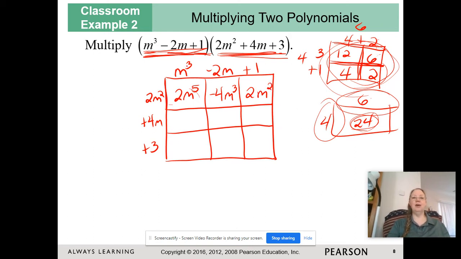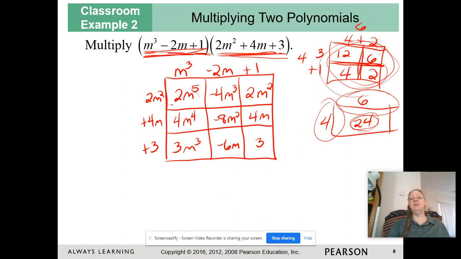I'm going to take 4m and multiply it times m cubed. So I'm going to add the exponents. Negative 8, add the exponents, and 4m. And multiply, and multiply, and multiply. Okay?